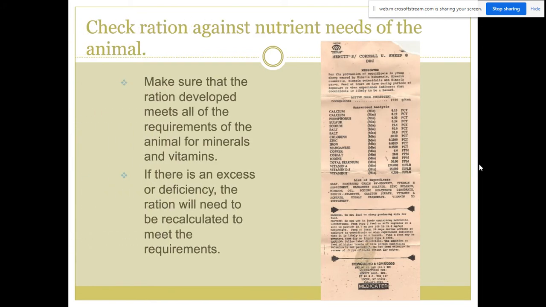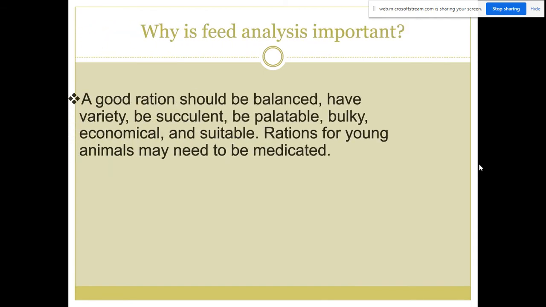Okay, so we look at the nutrient needs of the animal and make sure that ration matches up. We look at whatever deficiencies there are in the ration because we have to be able to recalculate the requirements. So if there's a deficiency in iron or something, we have to add in some iron to supplement that. So why is it important?